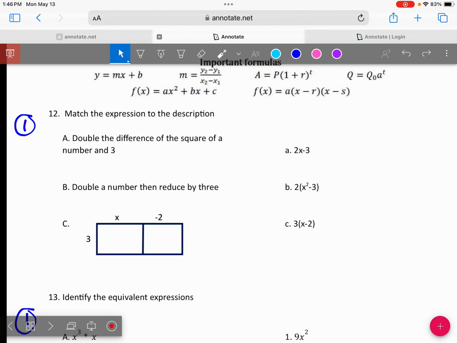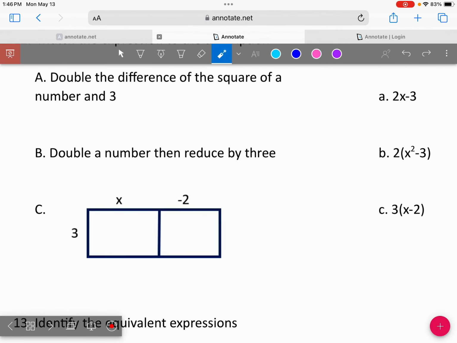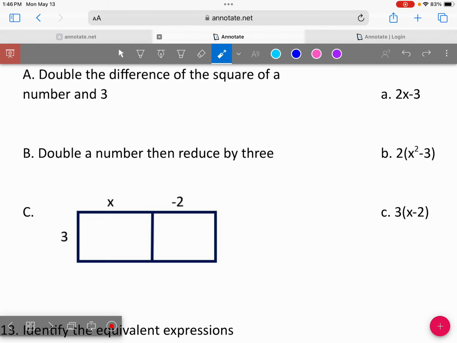So this is a matching. We're going to match up the description with the expression. So this was when we were in our expressions thing. Nothing had equal signs. We were just kind of looking at pieces here. So we have both a visual piece here, and we have a couple of word thingies. So let's look in here. Let's look a little bit closer. What do we notice here?